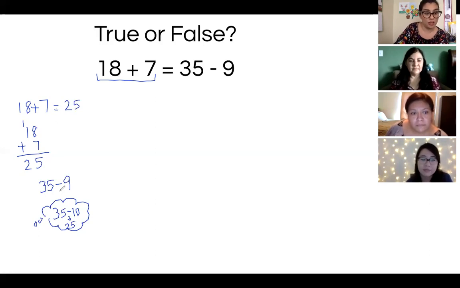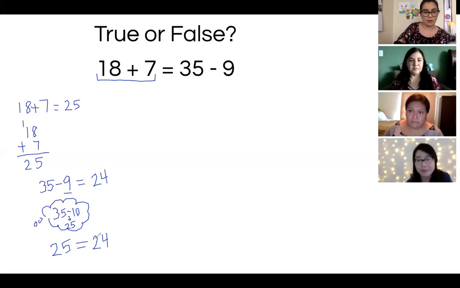And then she went to 35 minus 9. And she knew that if she wanted to get to 25, she would have to subtract 10, right? Because we know 35 minus 10 gives us 25. But that wouldn't be the case here because we have 9. So 35 minus 9 is actually 1 less than this. So it's 24. So we would say 25, is that equal to 24, Ms. T? Nope, it's not. So we would put that slash to show it is not equal. So she is saying that this equation is false.